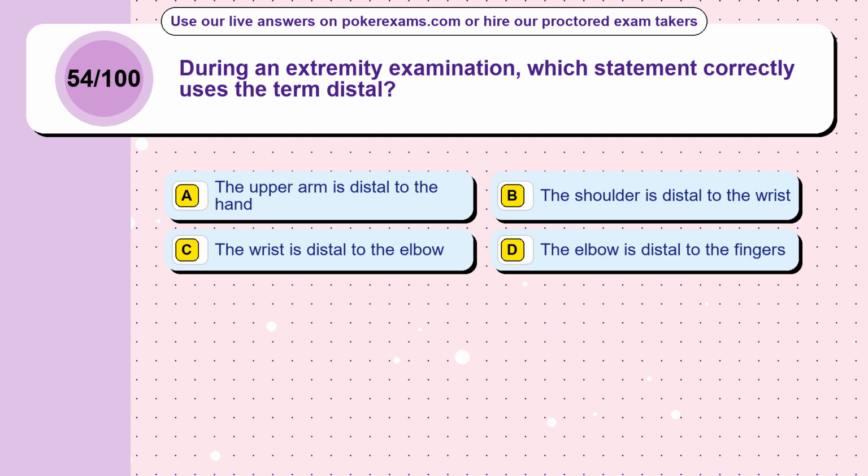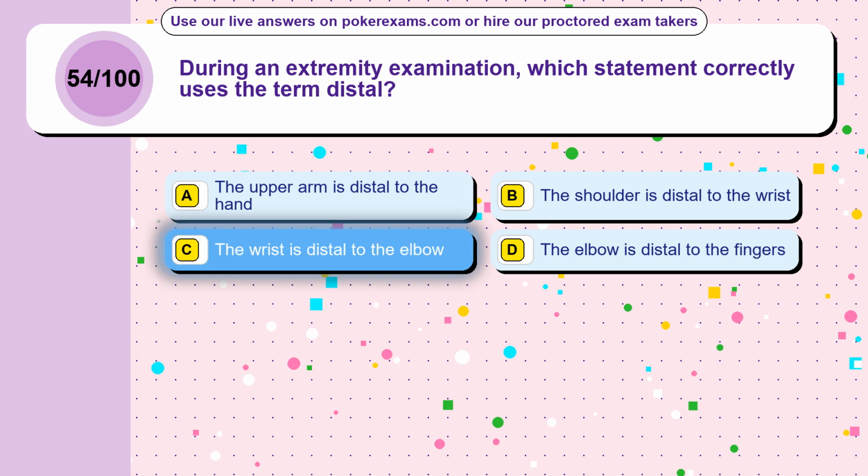Question 54. During an extremity examination, which statement correctly uses the term distal? Option A. The upper arm is distal to the hand. Option B. The shoulder is distal to the wrist. Option C. The wrist is distal to the elbow. Option D. The elbow is distal to the fingers.